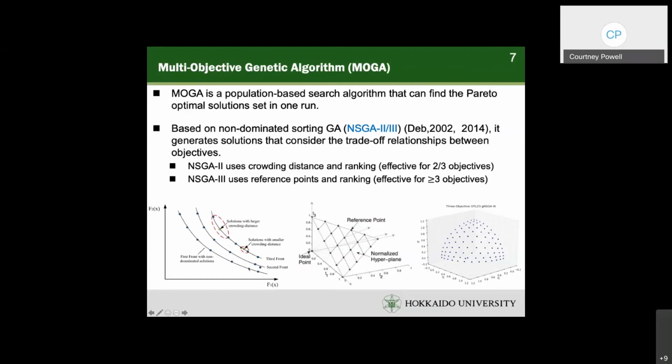And here we have a two-dimensional, two-objective representation, and we have a 3-objective representation. So this is the Pareto surface, and this is the Pareto front.